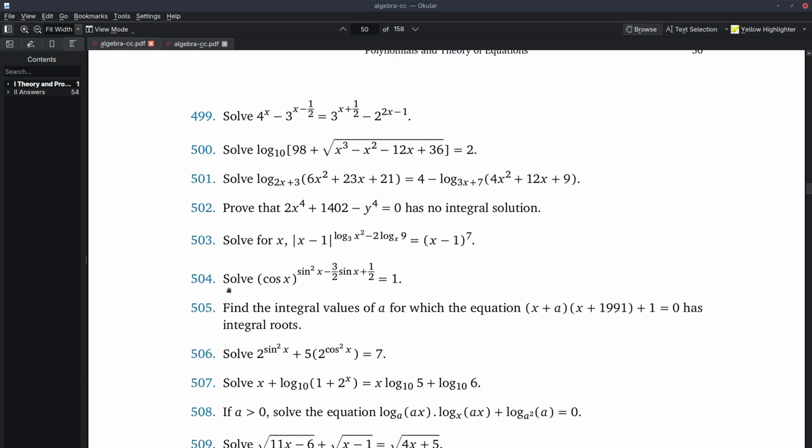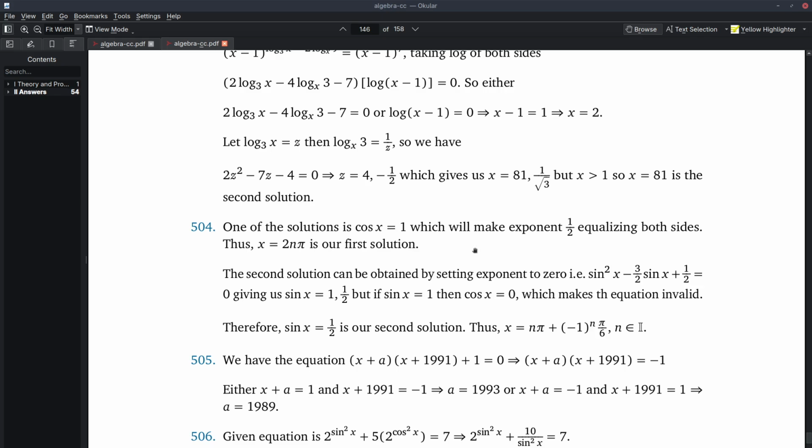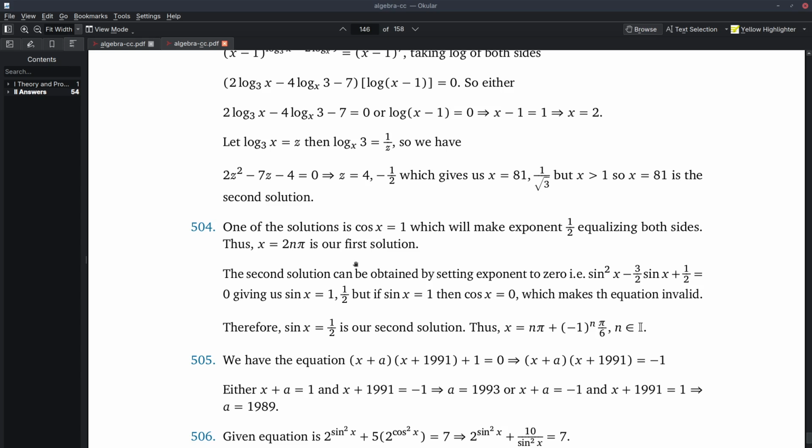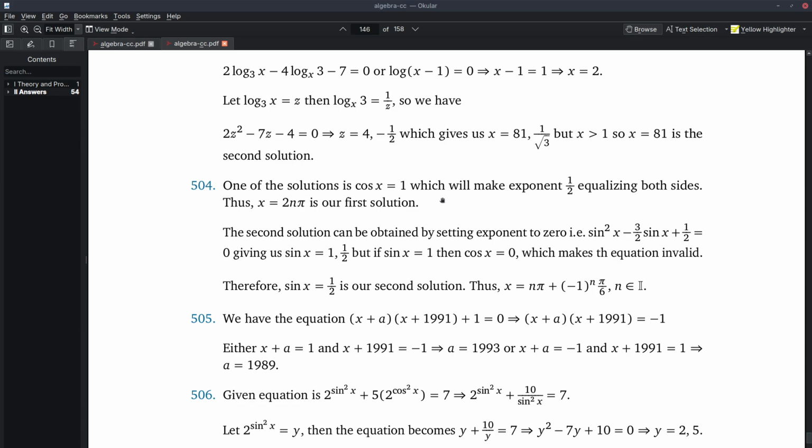Now we solve question 504. Solve cos x to the power sin square x minus 3 by 2 sin x plus half is equal to 1. So clearly one of the solutions is that you make cos x equal to 1, which makes that exponent not matter anymore. So x is equal to 2n pi for our first solution. It is unnecessary to write this, but all right.